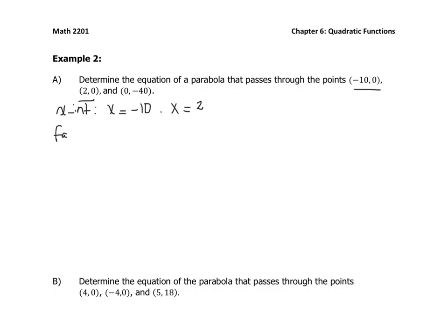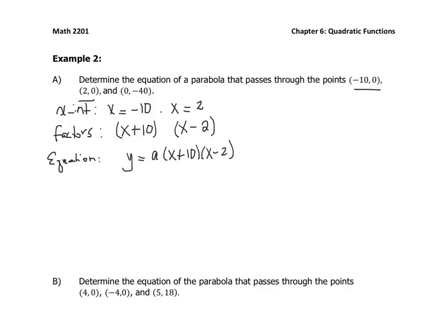So therefore the factors would be x plus 10 and x minus 2. Just the opposites, right? And then so therefore the equation would be of the form y equals a outside of (x plus 10)(x minus 2). And we figure out the a using the point that they gave us, which is (0, -40). And that happens to be the y-intercept because the x-coordinate is 0.